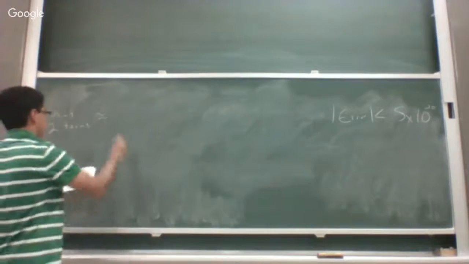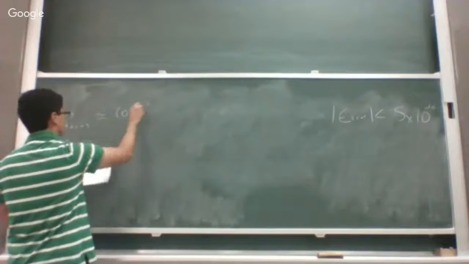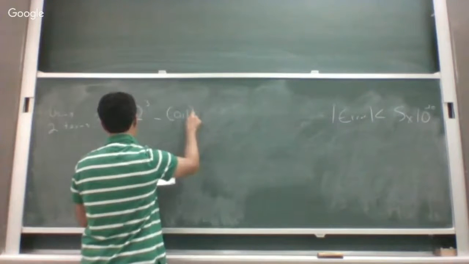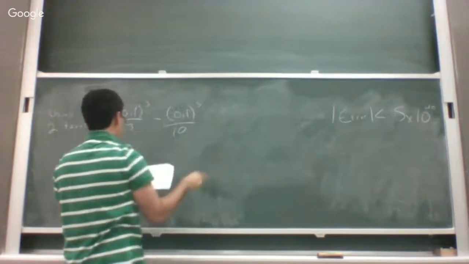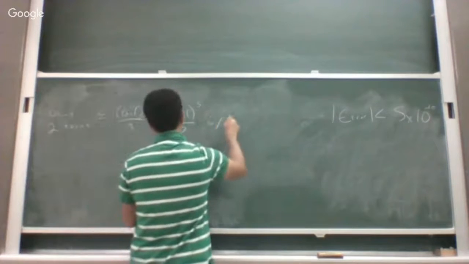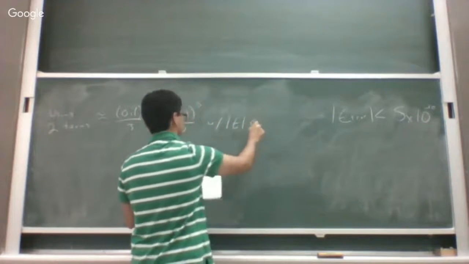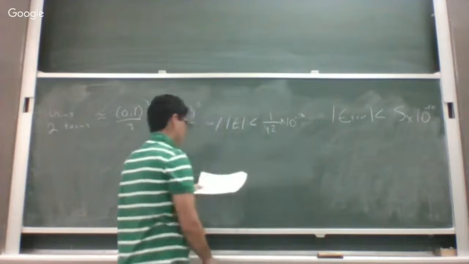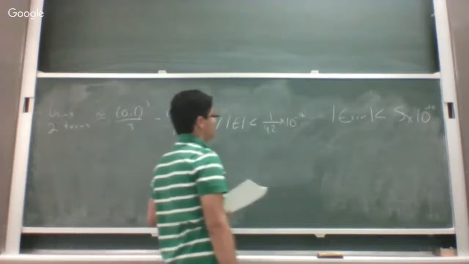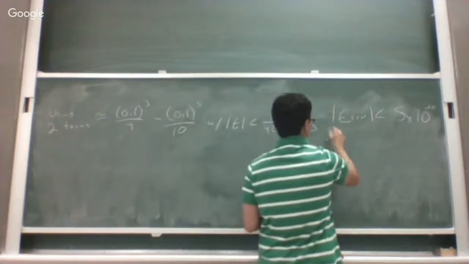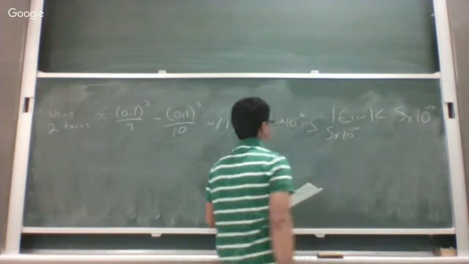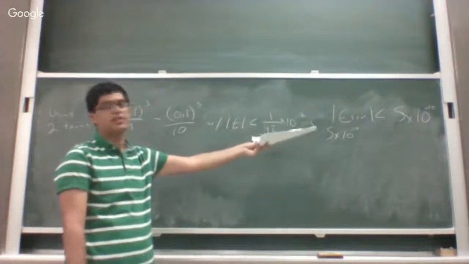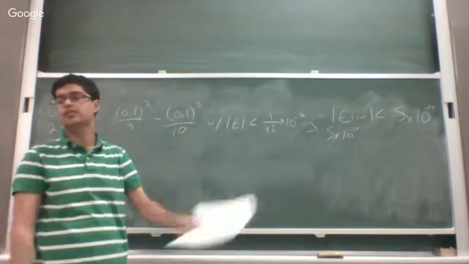our answer will be approximately 0.1 cubed over 3 minus 0.1 to the 5th over 10. And the next term will be our error, with the error less than 1 over 42 times 10 to the negative 7. Okay, we know that that is greater than that. Because obviously it is not less than 5 times 10 to the negative 10.